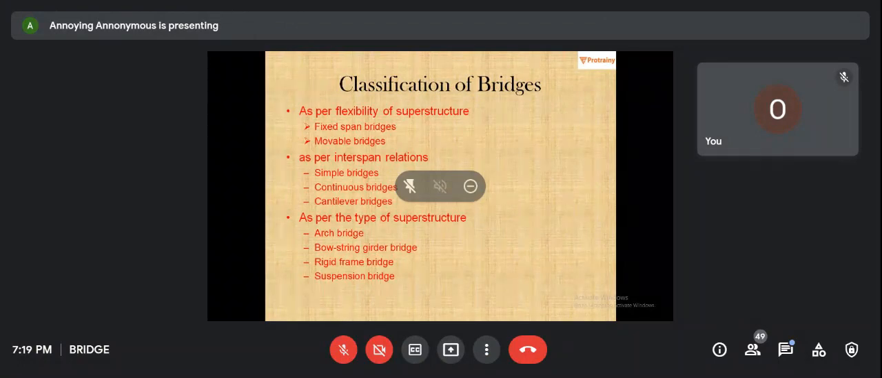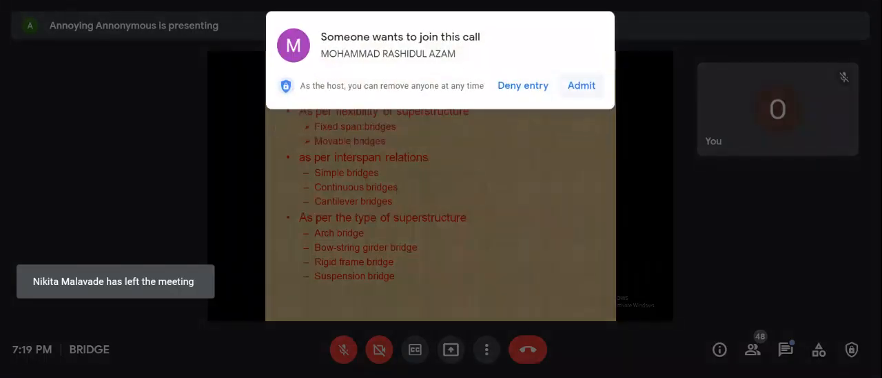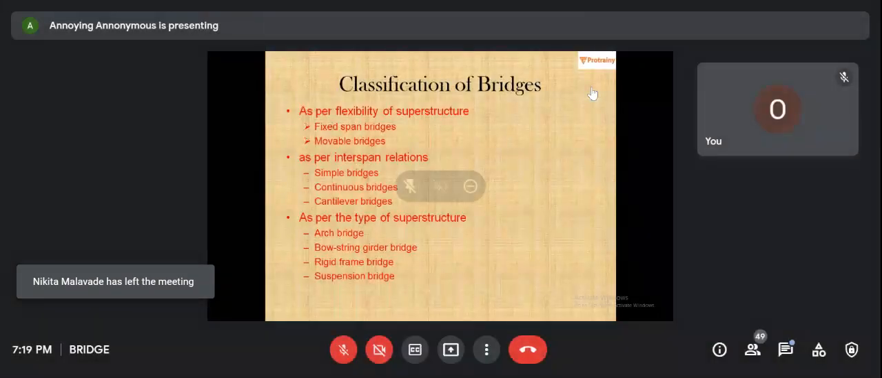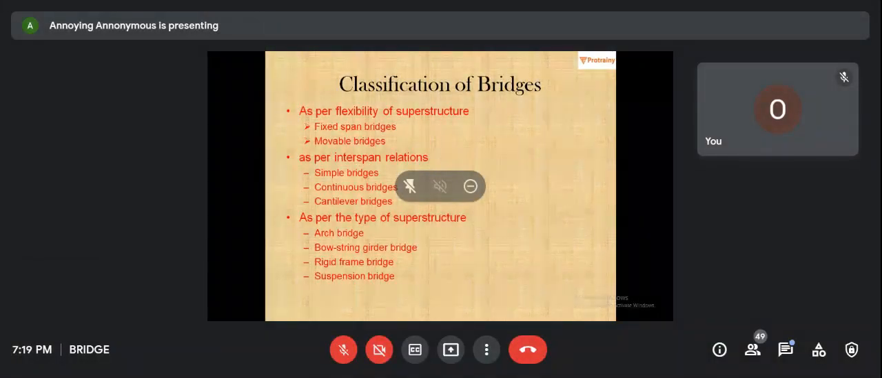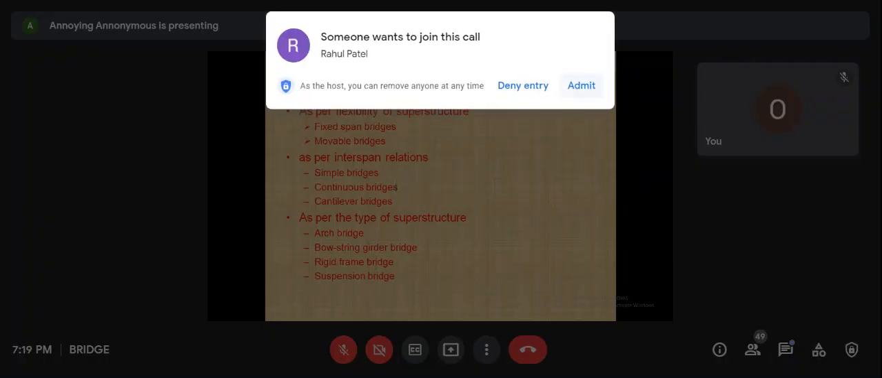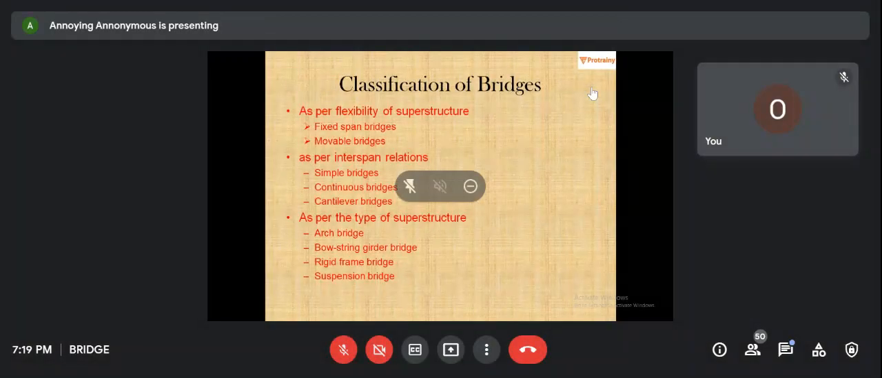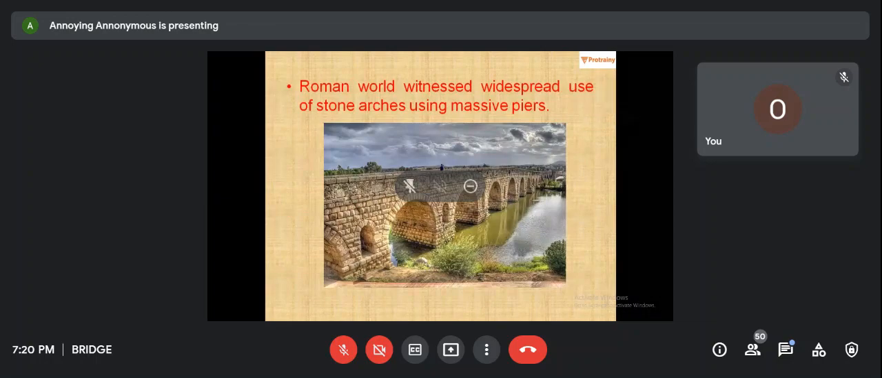Next comes the type of superstructure. As per type of superstructure, we have arch bridge, bowstring girder bridge, rigid frame bridge, and suspension bridge. The last two, the rigid frame bridge and suspension bridge, are modern forms of bridges, and you can find suspension bridges everywhere. Rigid frame bridges in India are mainly used by Indian Railways. And again, this is the form of an arch bridge.